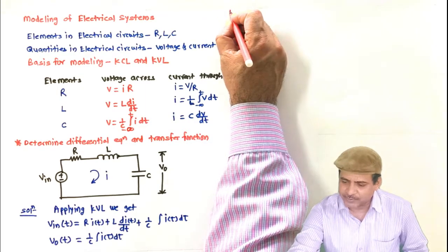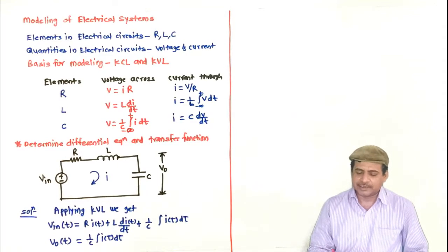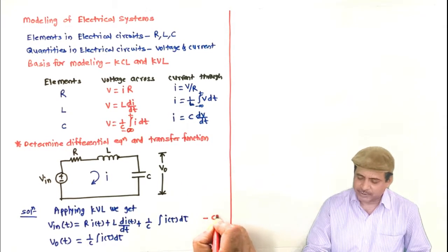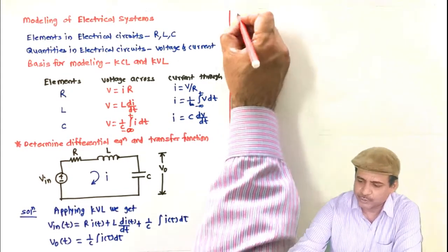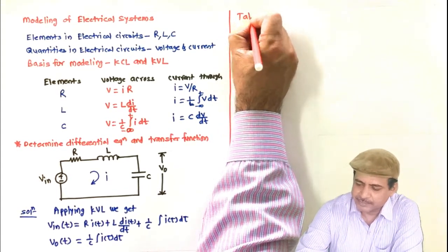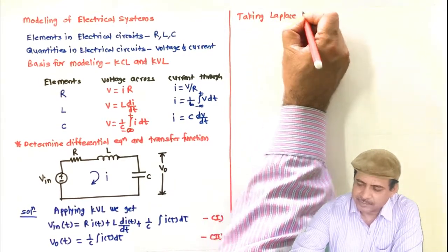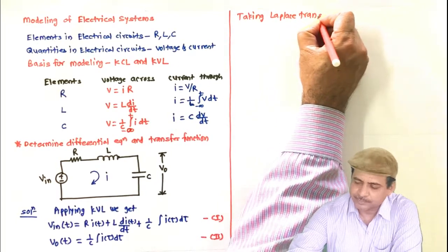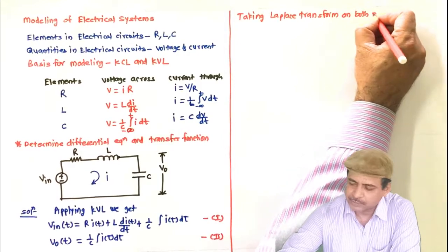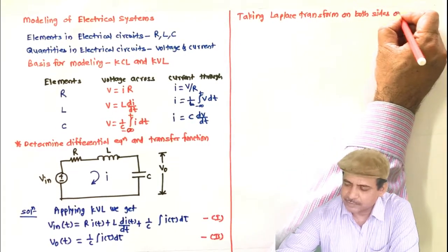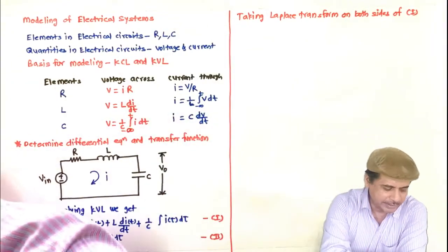Now how to find the transfer function, that we have seen. Once we have the equation in time domain, then taking Laplace transform, let us denote this as 1 and this as 2. So I will write here, taking Laplace transform on both sides of equation 1. What we get?